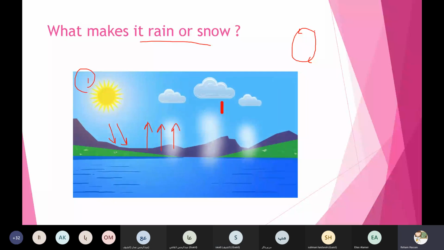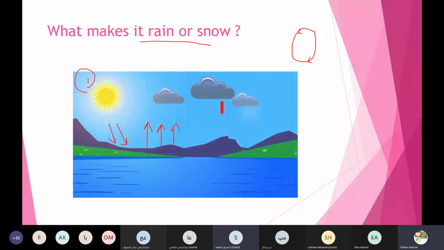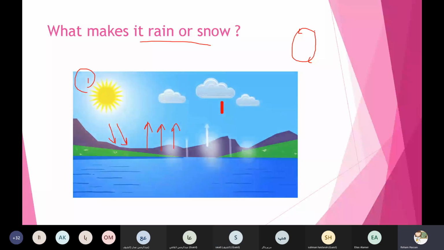Is it important, this water cycle? Is it important for us? Yes. This water cycle gives us what? Makes what?